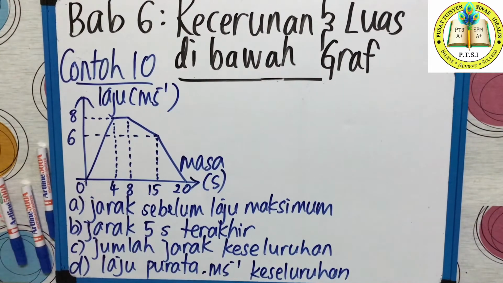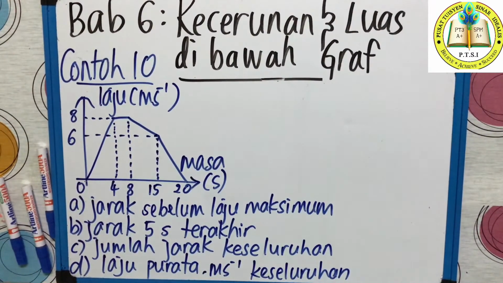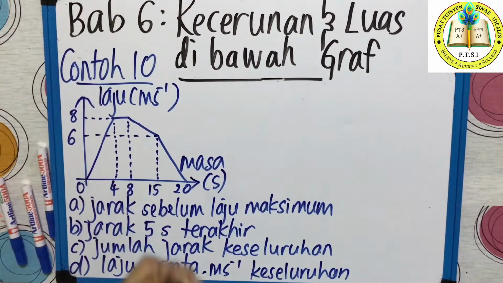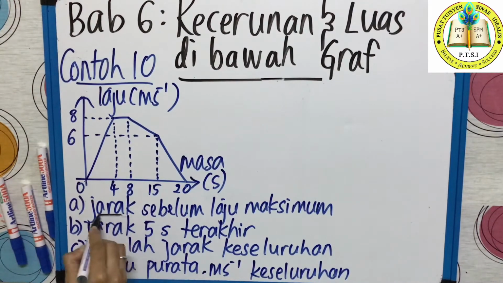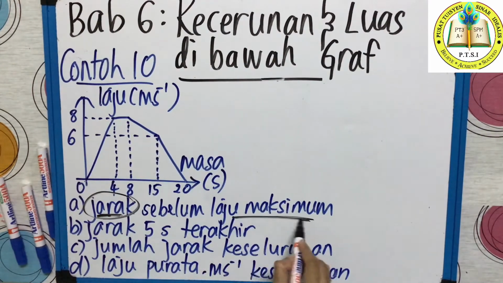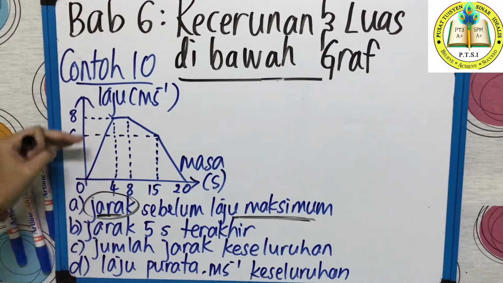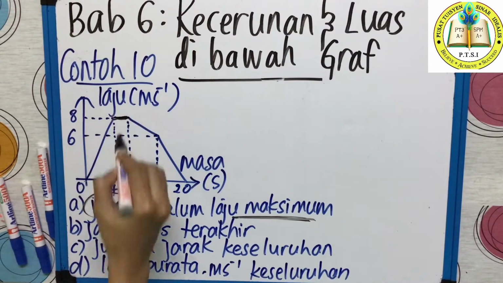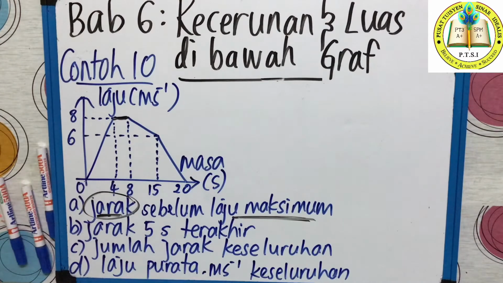Contoh 10. Apa graf ini class? Laju masa graf. Speed time graph. Soalan pertama, jarak. Distance. The question is jarak sebelum laju maksimum. This is laju, right? Maximum is the highest. Okay, itu adalah maximum. Okay. Now, first question dia jarak.